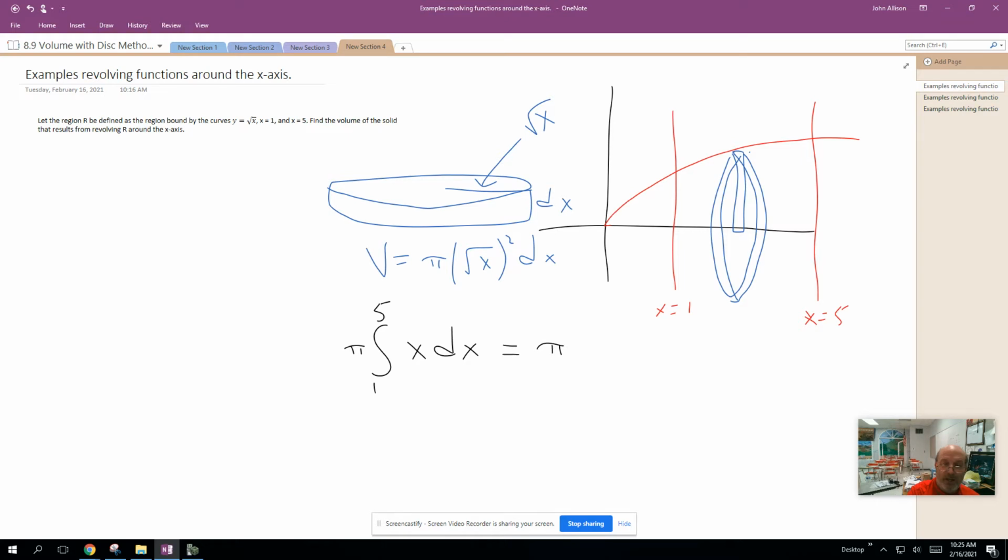So we're going to end up with pi times x squared over 2 from 1 to 5. When we evaluate that, we get pi times 25 over 2 minus 1 over 2, which is 24 over 2, times pi, or 12 pi units cubed.